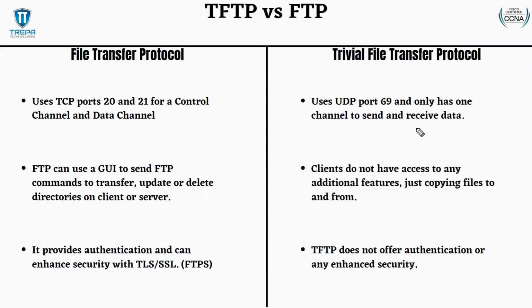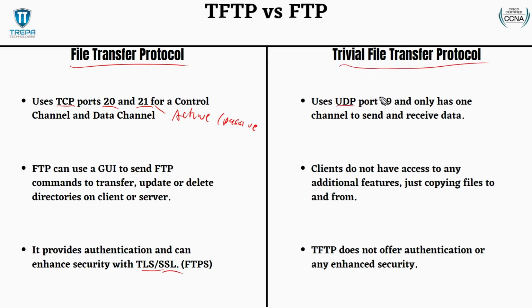And then let's just cap off this general lesson with some TFTP versus FTP before we get into CLI. So the File Transfer Protocol uses TCP ports 20 and 21. And again, remember, this actually depends on whether you're in active or passive mode for that data channel port. FTP can use a GUI to send FTP commands to either transfer, update, or delete directories on a client or server. And then you also have enhanced security with TLS and SSL on FTP.